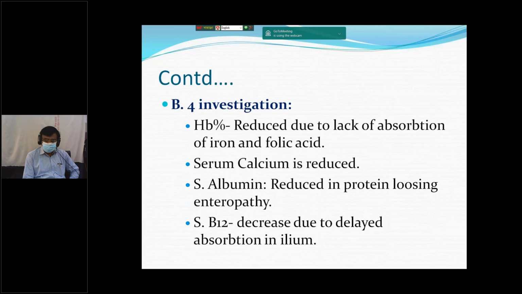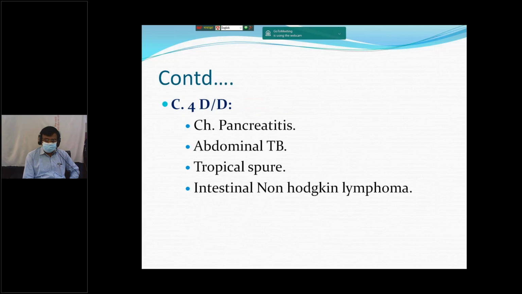For investigation of this patient, hemoglobin level may be reduced. Serum calcium also reduced due to decreased absorption of calcium. Serum albumin reduced in protein-losing enteropathy, and vitamin B12 level will be decreased due to delayed absorption in the ileum. So these are the 4 investigations to detect nutritional deficiency in this patient. And tell 4 differential diagnoses of this malabsorption patient. One is chronic pancreatitis, second is abdominal tuberculosis, third is tropical sprue, and fourth is non-Hodgkin's lymphoma.